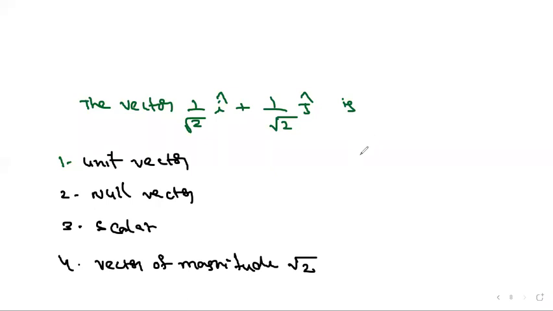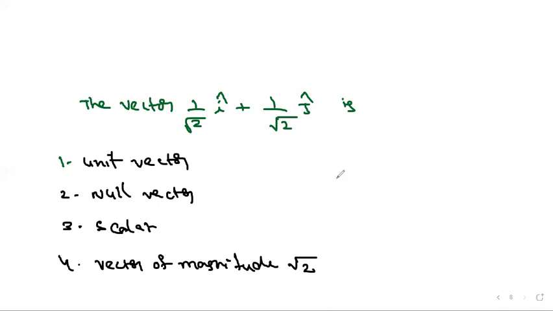The vector 1 by root 2 i cap plus 1 by root 2 j cap is either a unit vector, a null vector, a scalar, or a vector of magnitude root 2. First of all, from the question you can easily understand that it is not a scalar, because directions are mentioned. The other three options are unit vector, null vector, and vector of magnitude root 2. That means if you calculate the magnitude, you will get the correct answer. So what is the magnitude of the vector? Try to calculate.